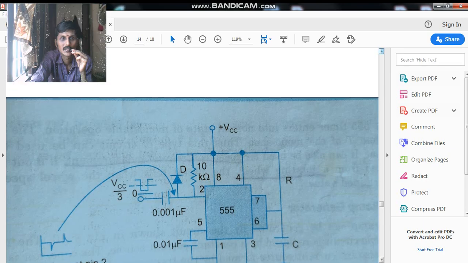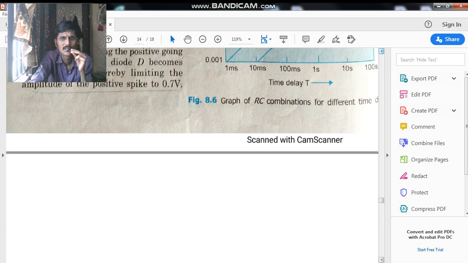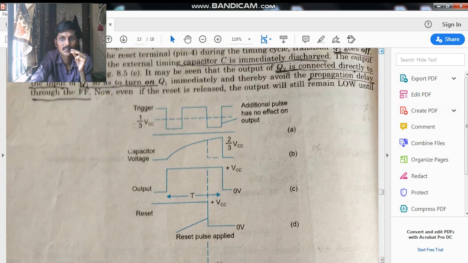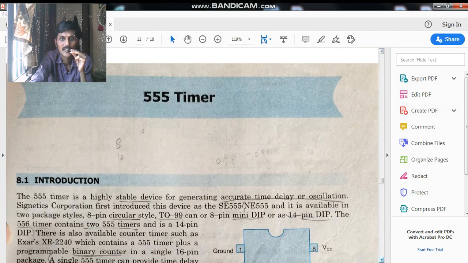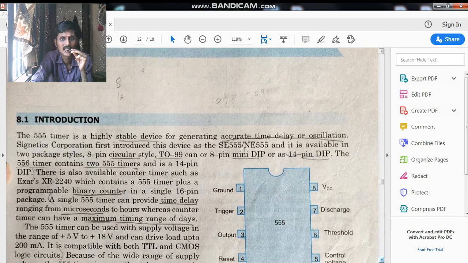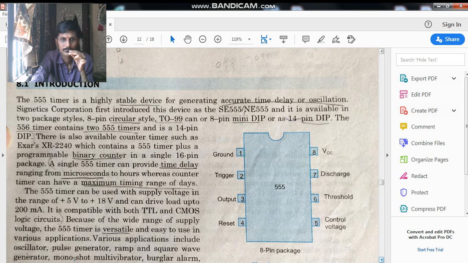Okay, next topic is the 555 timer. We already discussed it and did it in laboratory classes. So what do you mean by a 555 timer? How will you judge whether the 555 timer is working or not? Based upon the operation, it is astable and monostable operation.